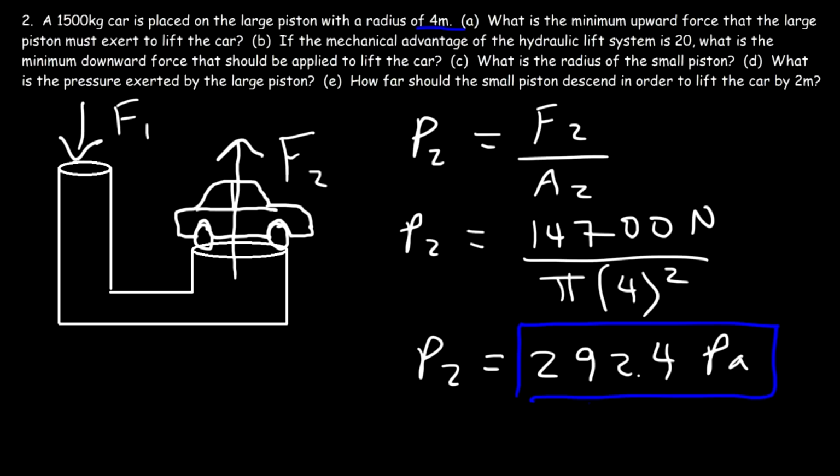So that's the pressure in the fluid. And that pressure is exerted throughout the fluid. So the pressure on the small piston is the same as the pressure on the large piston. Keep that in mind. And that's based on Pascal's principle. Part E. How far should the small piston descend? So looking for D1 if we want to lift the car by 2 meters. So D2 is 2 meters.